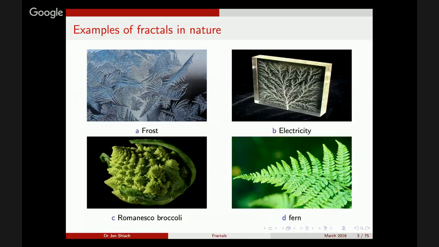Broccoli, Romanesco broccoli, and also your normal broccoli that you get down at Sainsbury's. One floret of broccoli resembles a whole plant. And fern is quite a common example. So here we have one leaf of a fern. If you just take one of these stems off, it also resembles the whole fern. So that's what we mean about fractals having self-similarity properties.